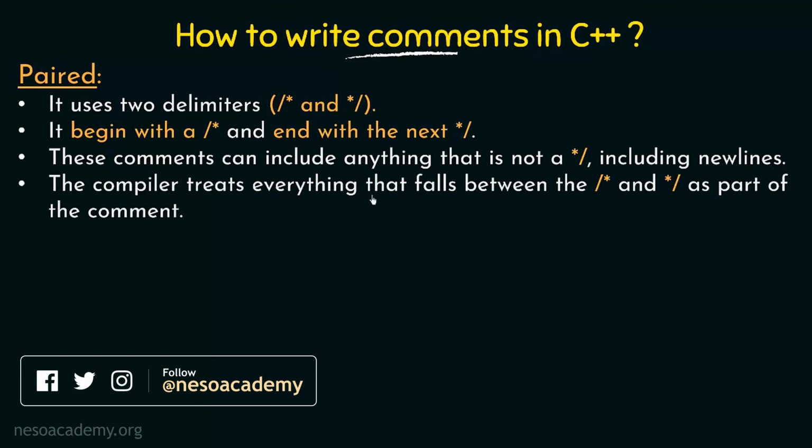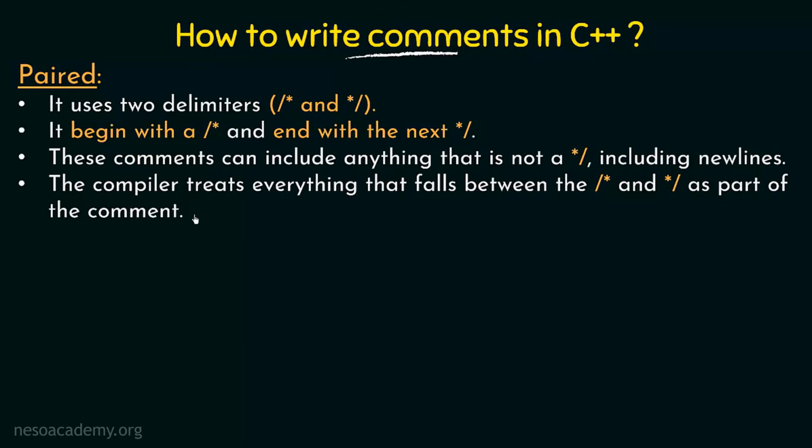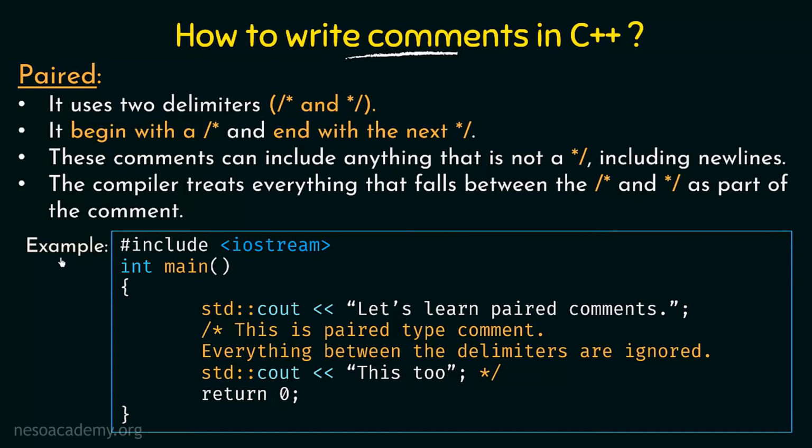The compiler treats everything that falls between these two delimiters as part of the comment. So here we see that we can write even multiple lines of comments. We just have to make sure that whatever we want to comment out is enclosed between these delimiters. So these are the delimiters that are used. Let's take an example here again.